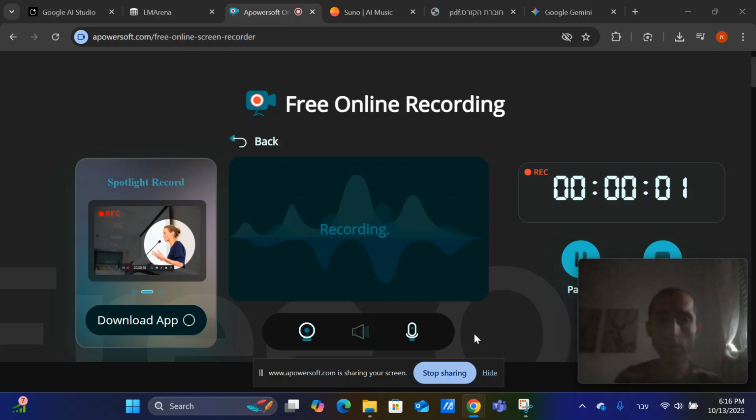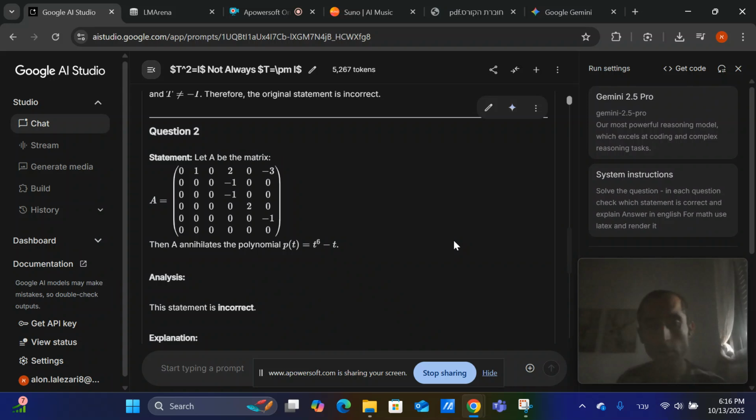Okay, so this will be a very nice exercise on the Cayley-Hamilton theorem, which states that every matrix annihilates its characteristic polynomial. So let's see. You have this matrix A, a giant 6-by-6 matrix, and the question is: does the polynomial p(t) = t^6 - t annihilate the matrix? Namely, if I apply the matrix to the polynomial, will I get 0? Namely, A^6 - A = 0.